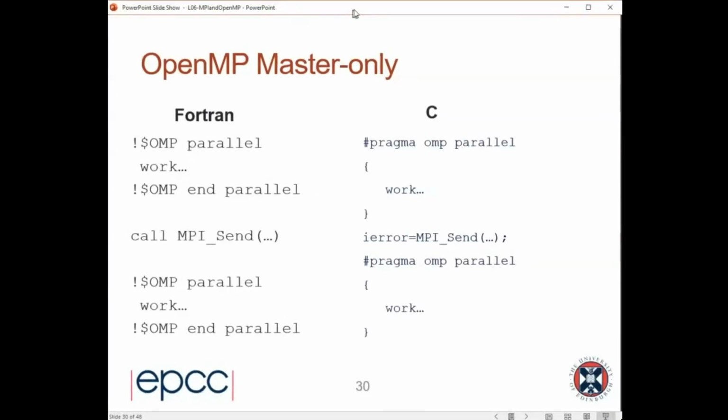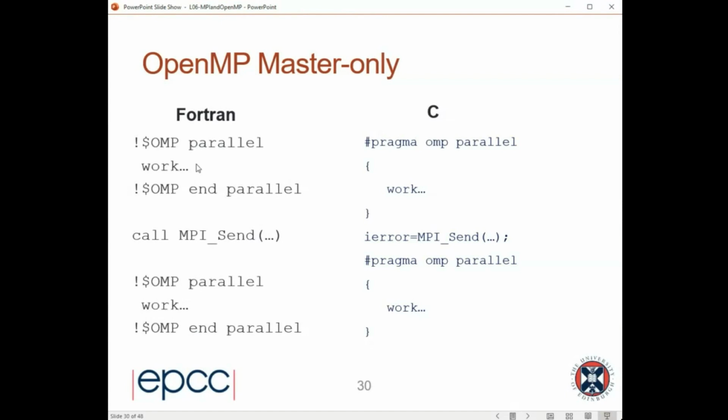So OpenMP master only is very, very simple. You have some work, you have an MPI call, you have some other work, in the non-threaded version, but all you do is you put parallel directives around the work regions and they go faster. So MPI knows nothing about the threading. All that happens is that at runtime, the computation goes faster.